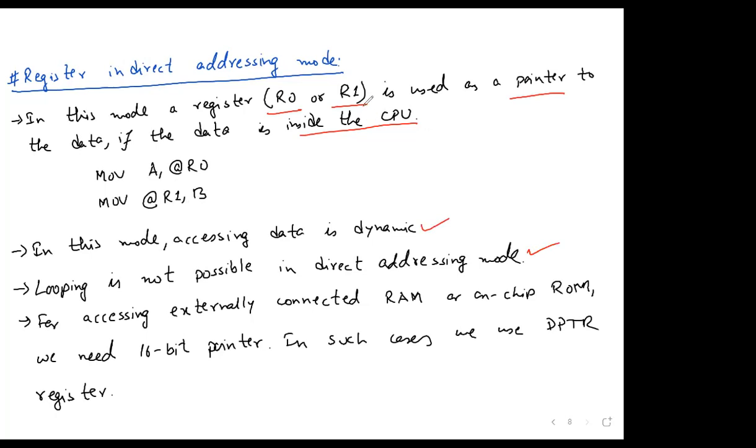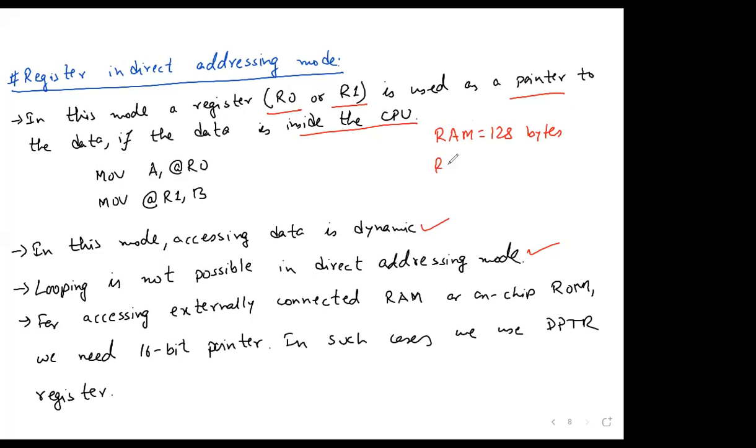But for the time being, look at R0 and R1. Both of these are 8-bit registers. Since they are 8-bit registers, they cannot point to data which is outside the CPU, that is outside the RAM. If you remember, you have only 128 bytes of RAM. So within the RAM location, your R0 and R1 can point to any address.